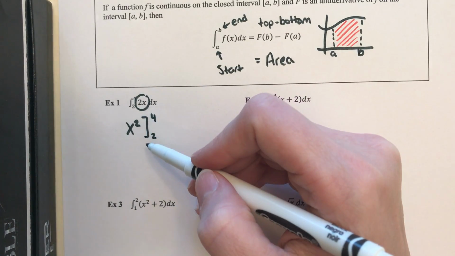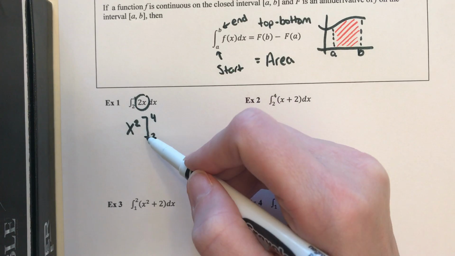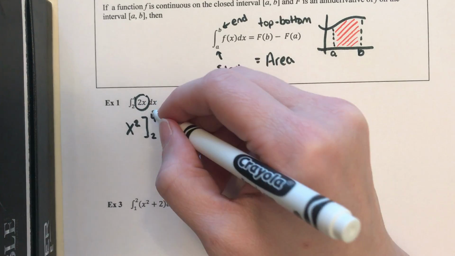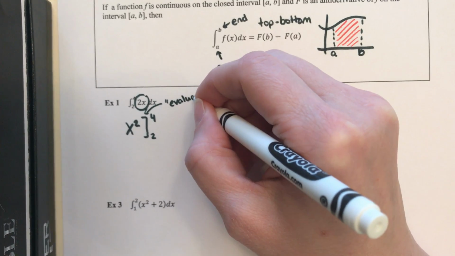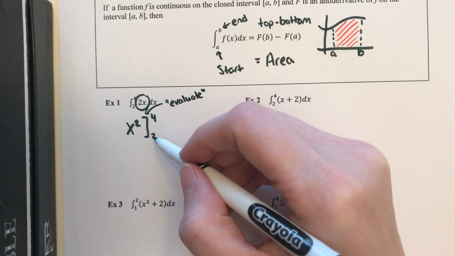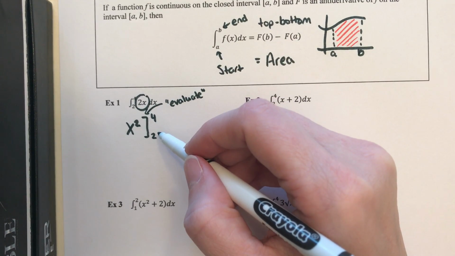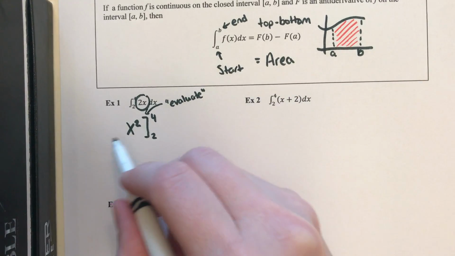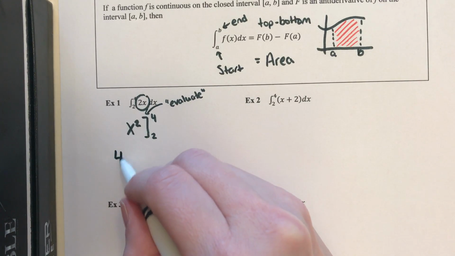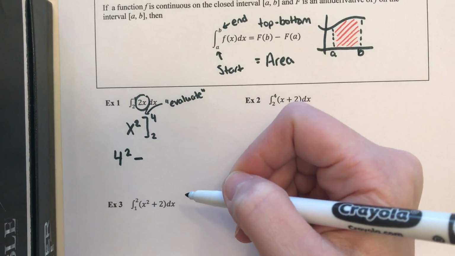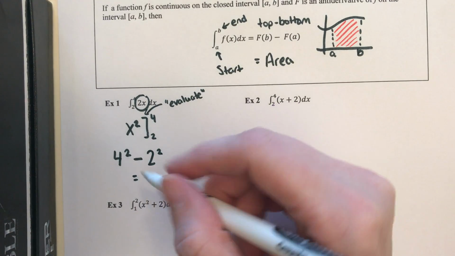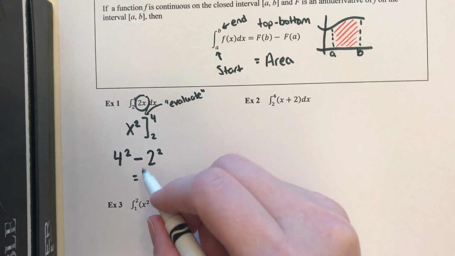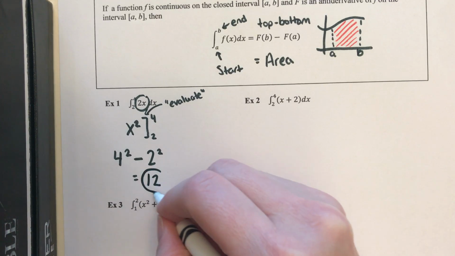So we're going to plug in the 2 and the 4. So we note that with a bracket on the end. That means that we're going to evaluate. So I'm going to write that in. That little bracket means evaluate. And we're going to evaluate from 2 to 4. Okay, so first thing we do is we plug the top number in first. So 4 squared minus, then we plug in the bottom number, 2 squared. So 16 minus 4 gives us 12.